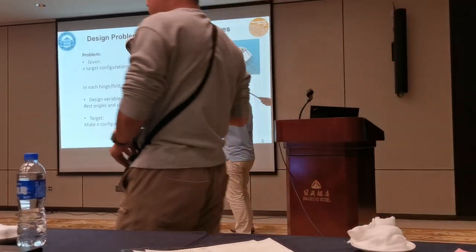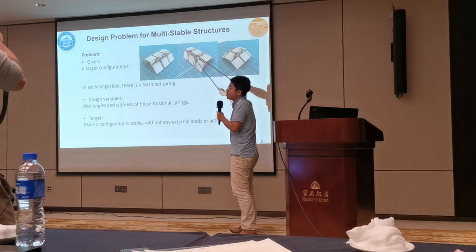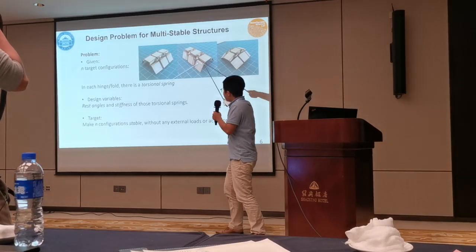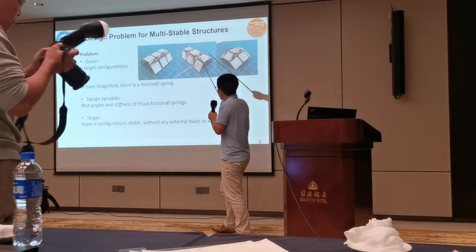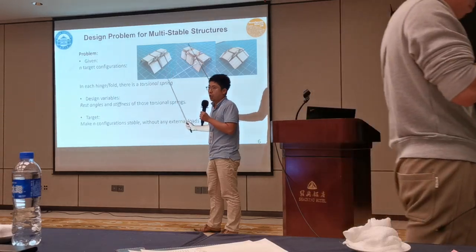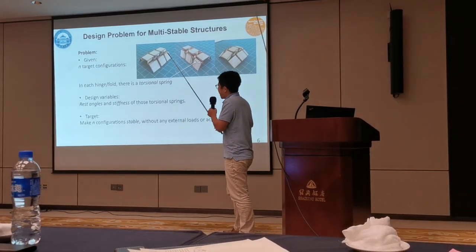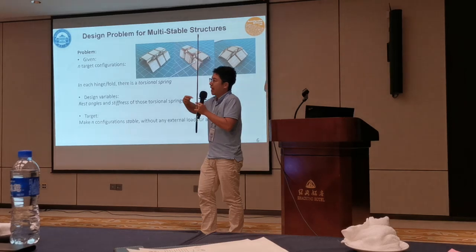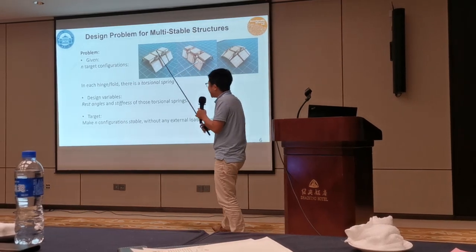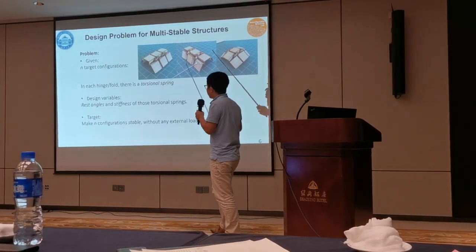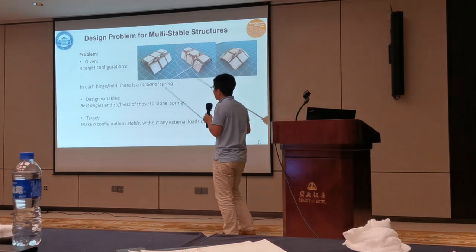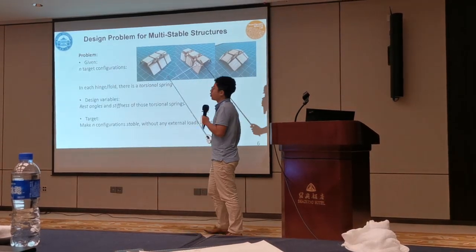So I say, oh, how about we just introduce torsional springs at each of these creases? But those are designable springs, right? I can design the stiffness of each one of them. I can design the rest angle of them. What do I mean by rest angle? It means I can pre-rotate it to the angle I want, and then I mount it on top of it. So those are the design parameters: the rest angle and the stiffness of those torsional springs.